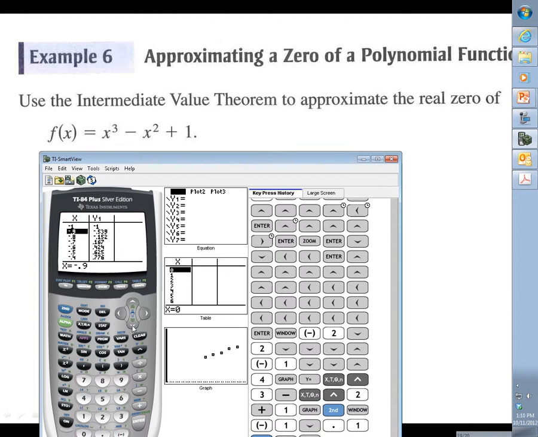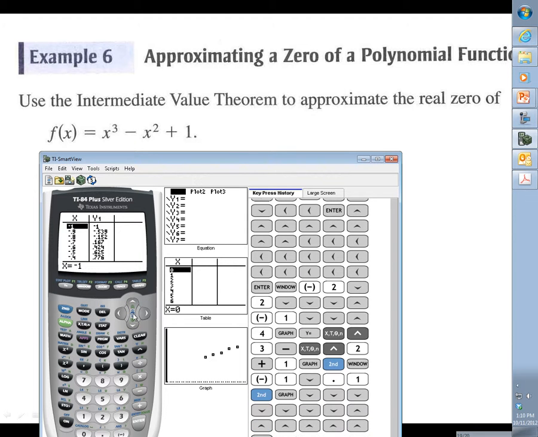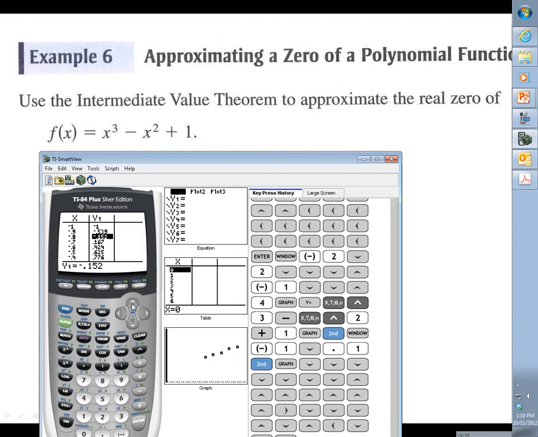Alright, and as I scroll down, I'm looking for the point where I go, in my y values, from a negative number to a positive number. Look at right there. Between -0.8 and -0.7, I transition from negative to a positive. So my 0 must be between -0.8 and -0.7.